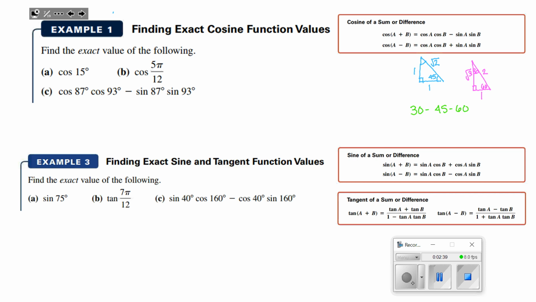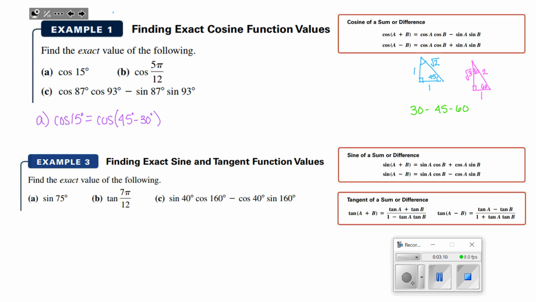All right, there's more than one option. There's lots of options when we do this. We can do 45 minus 30, or we can do 60 minus 45. It ends up being the same no matter which way we do it, so I just take my smallest angles. So for A, I am going to write cosine 15 degrees is the same thing as cosine of 45 degrees minus 30 degrees.